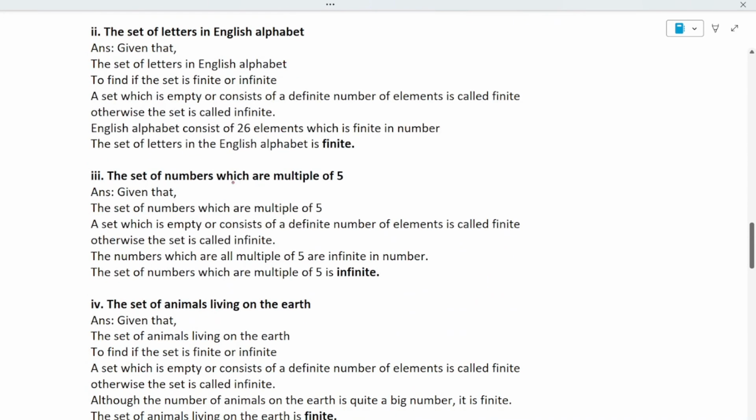If we take the English alphabet letters, it is finite. If someone asks you the question of the set of letters in the English alphabet, you directly say 26, and that is definite and it is called finite.